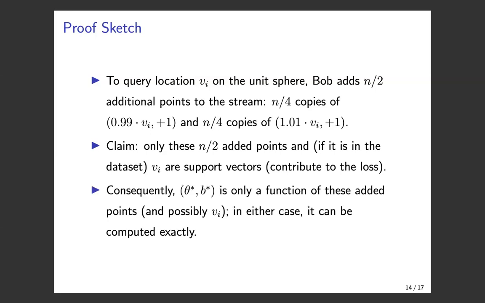Okay, and so like I said, these optimal parameters are completely a function of these added points, and if there is actually a point added at vi, this location, then it's also a function of that. But in either case, Bob can compute these optimal parameters exactly. Well, up to whether or not vi is there. Okay, and that's exactly what we want. This sort of allows us to isolate the influence of this single point, and allows Bob to reason about which of these two cases he is in.